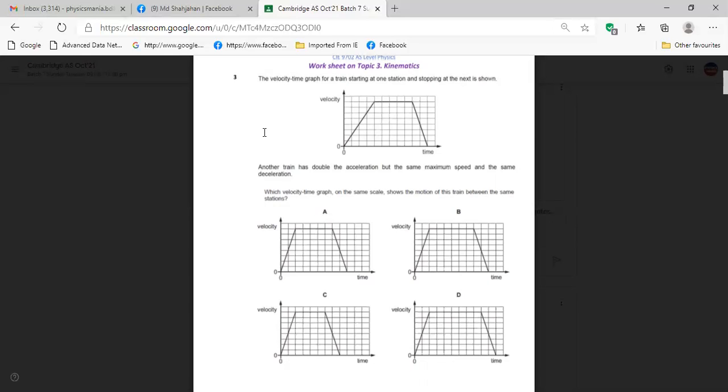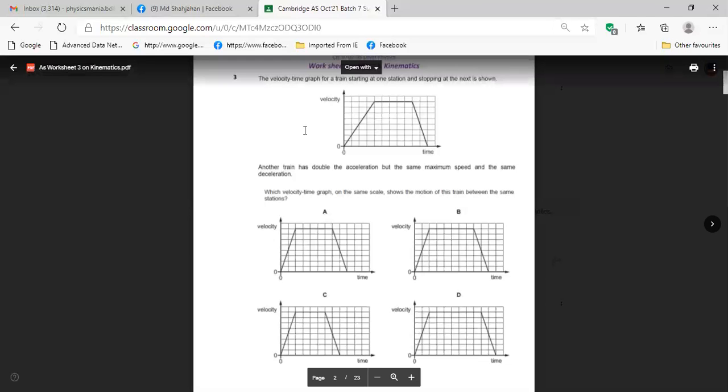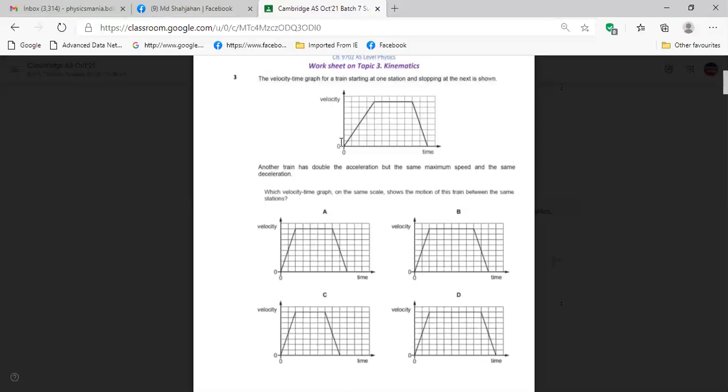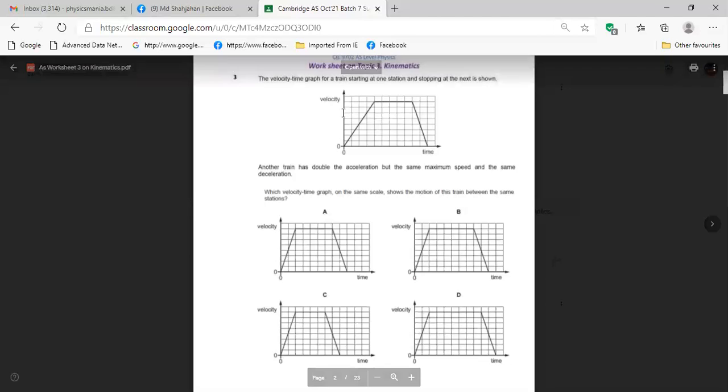On the same scale, they are saying, on the same scale. So it is a trapezium, right? Now, what is the formula of the trapezium? 1 by 2, (a plus b) into height, right? So if you are using the same scale, for example, 1 meter per second, 2 meter per second, this way, how many meter per second are we going to?